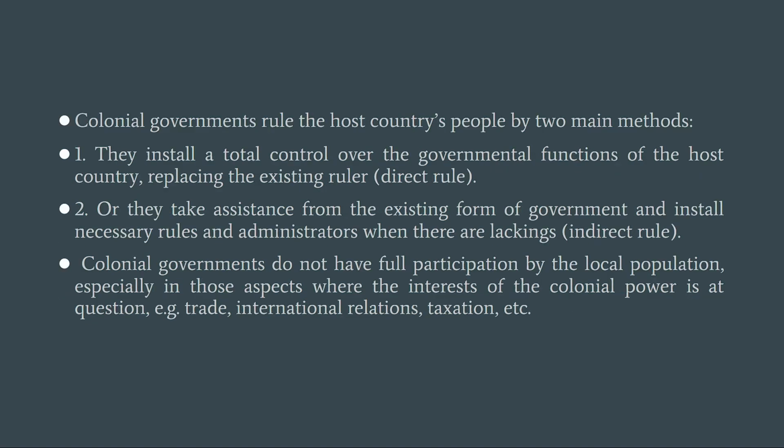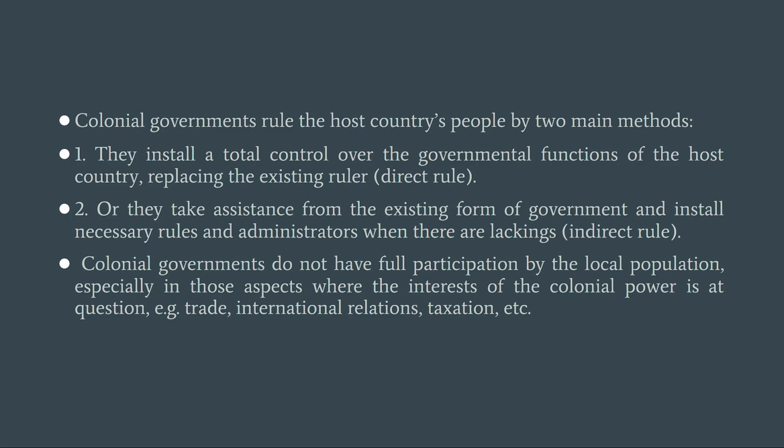Colonial governments rule the host country's people by two main methods. Number one, they install total control over the governmental functions of the host country, replacing the existing ruler. So it is called direct rule. So the colonial power can directly rule the people. They can replace and actually eradicate the previous administration of the host country.